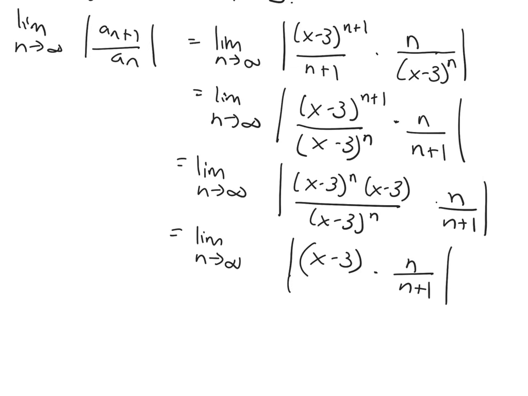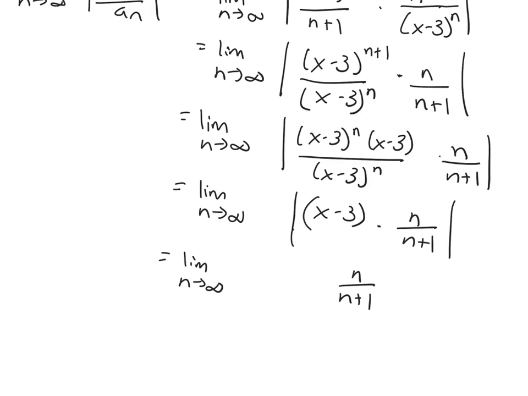So now it's time to deal with the absolute value. N over n plus 1, that's positive, so I'm going to leave it alone. And then again, this x minus 3, I don't know if it's positive or negative. It depends on the value of x. So it's forced to stay inside of the absolute value. It has no choice, as it could be a negative number.